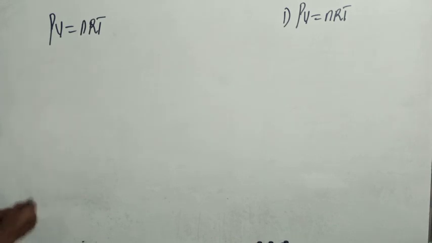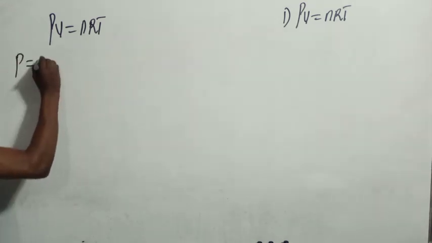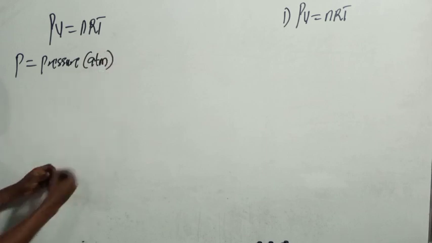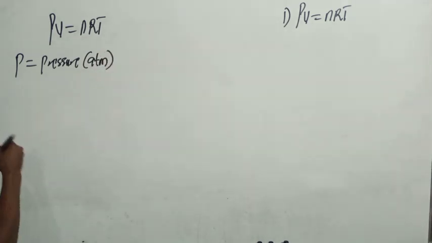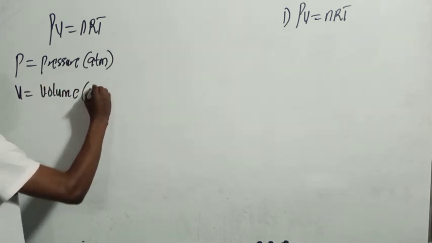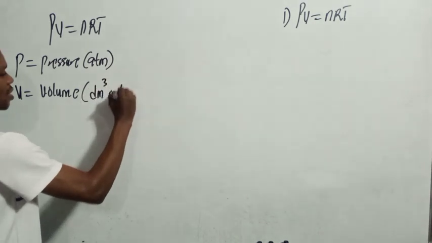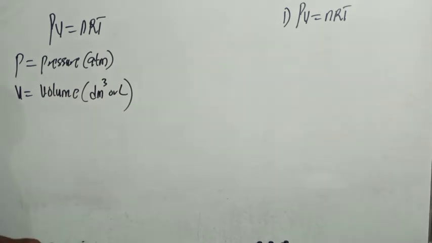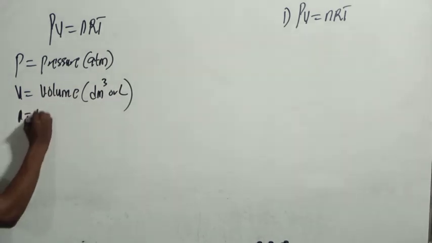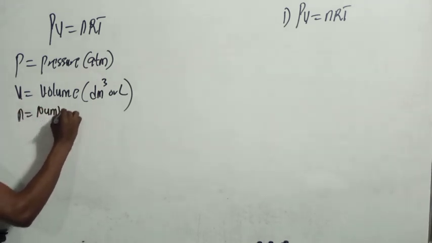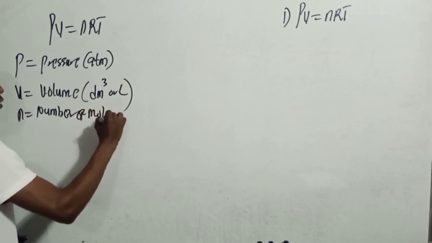Now remember, P equals pressure, and the pressure must be in atm. V is volume, and it must be in dm cubed or liters. Dm cubed and liter are the same thing. Then n equals the number of moles.